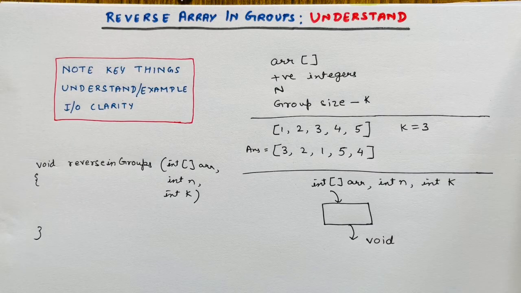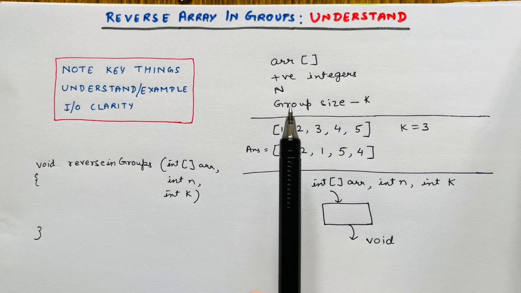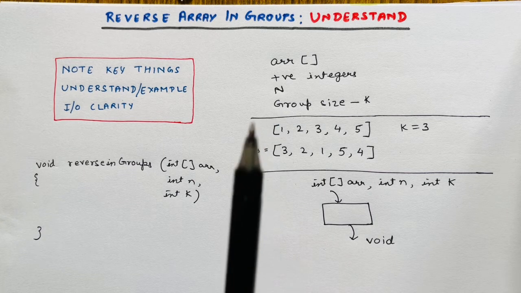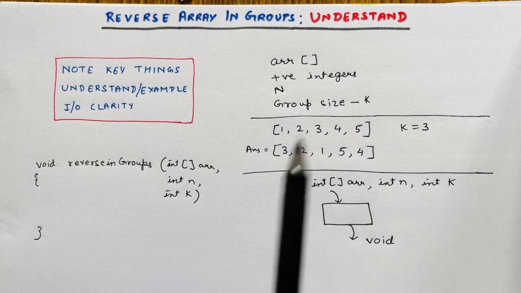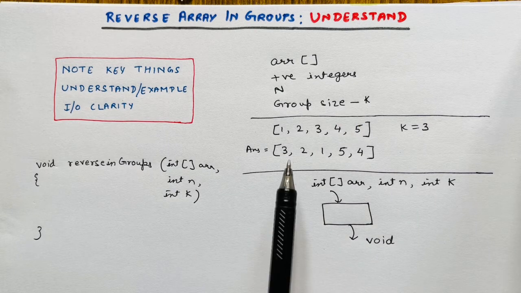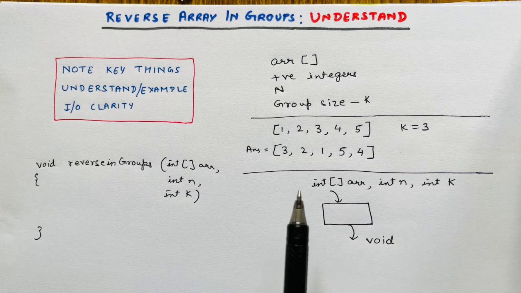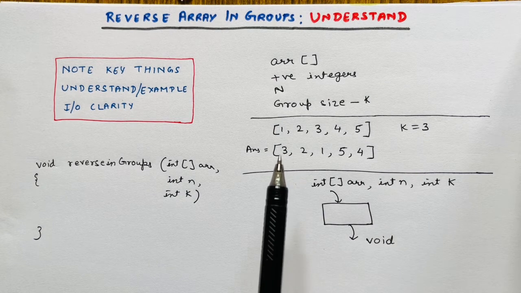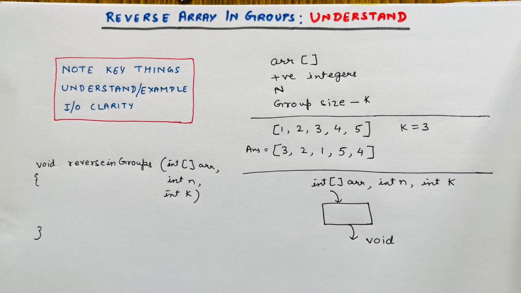To begin with, let us first note down the key things given in the question. We are given an array of positive integers whose size is n, and the group size in which we have to reverse is given as k. For example, in this array 1, 2, 3, 4, 5, k is given as 3. So we have to reverse in groups of 3. So our output becomes 3, 2, 1 and then 5, 4.